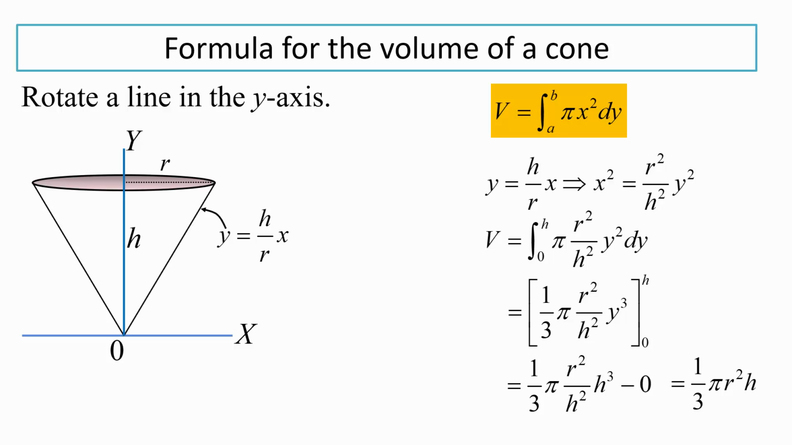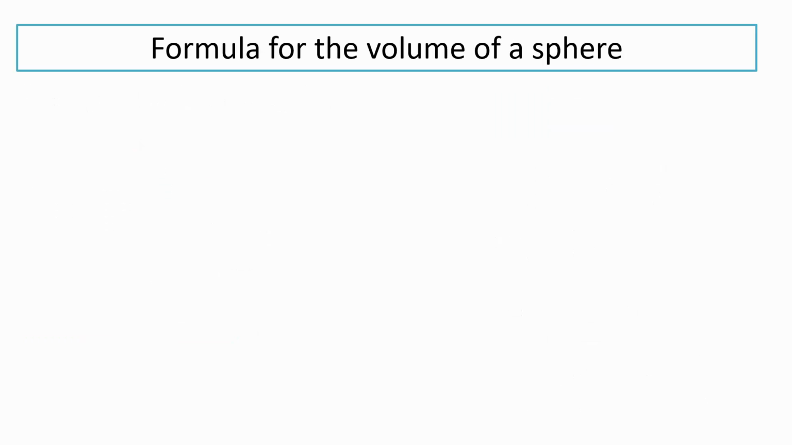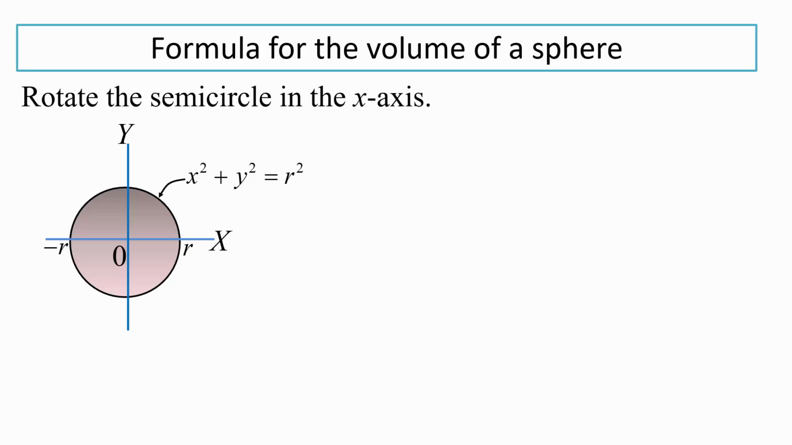Okay, that leaves us with our third one, the volume of a sphere. What do you think? Rotation in the x-axis or rotation in the y-axis? In fact, in this case it doesn't matter, because of course a sphere, or its two-dimensional equivalent, a circle, is symmetrical everywhere, isn't it? But I've chosen to rotate the semicircle in the x-axis. That means the semicircle radius r rotates in the x-axis. And the equation for our circle is x squared plus y squared equals r squared. That's a circle of radius r with centre at the origin, 0, 0.